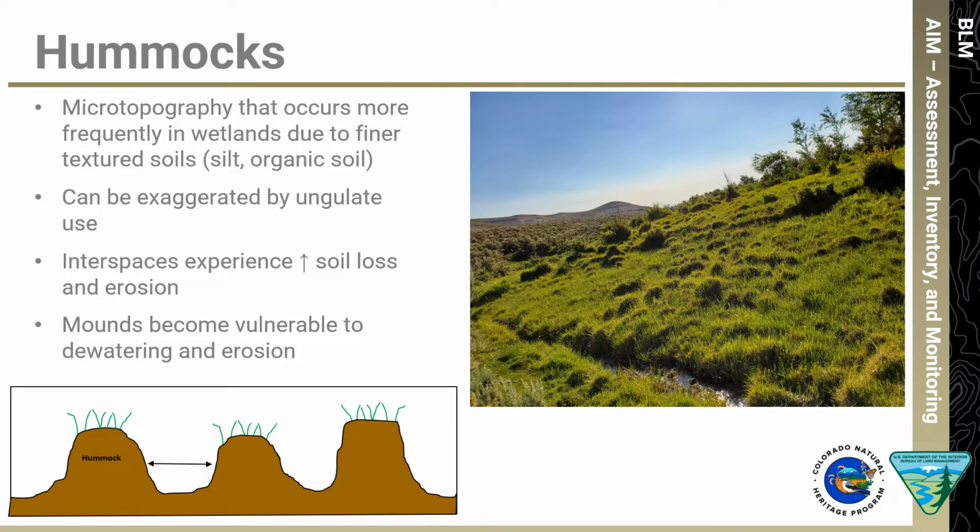Hummocks are microtopography features that form more easily in finer textured soils. Because of this, it is more likely for hummocks to occur in wetland and riparian areas, since these areas typically contain more finer textured soil and organic matter than the soil found in the uplands.